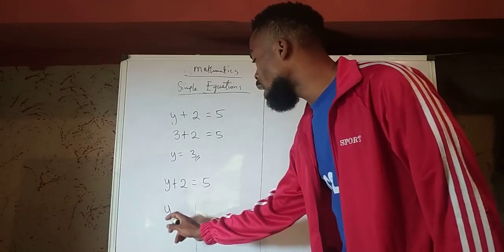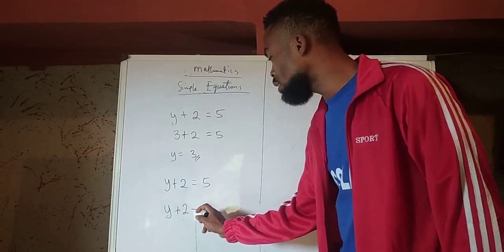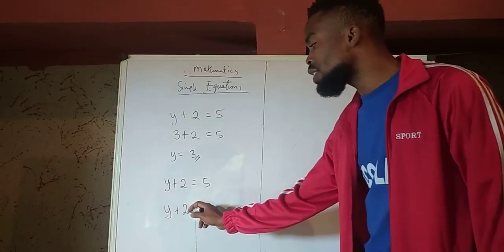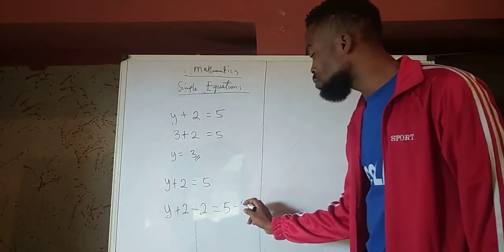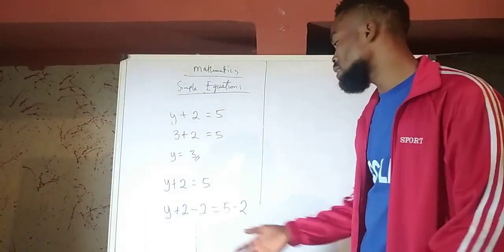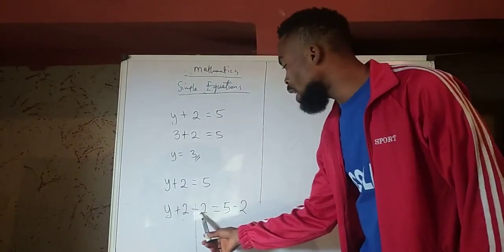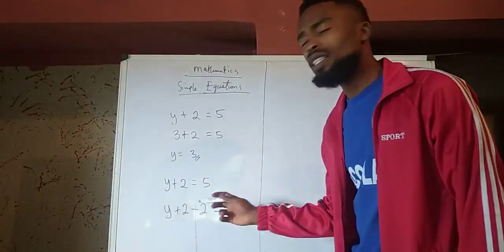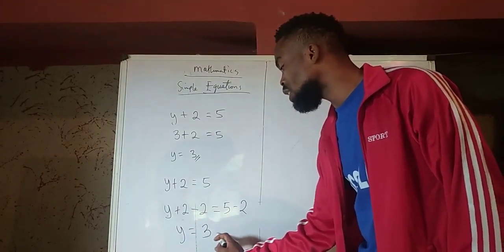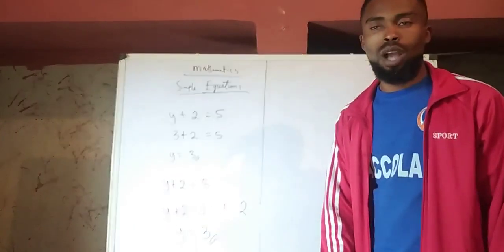So I'll now have y equals. I want y to stand alone, so I'll remove the 2 standing with it. Since I am removing the 2 on this side, I am also going to remove the 2 from the other side of the equation. I just stated a rule that says whatever you do to the left hand side, also do to the right hand side. 2 minus 2 is going to be 0, so I have y standing alone. 5 minus 2 is going to be 3. So you see that's a direct way of getting the value of y.